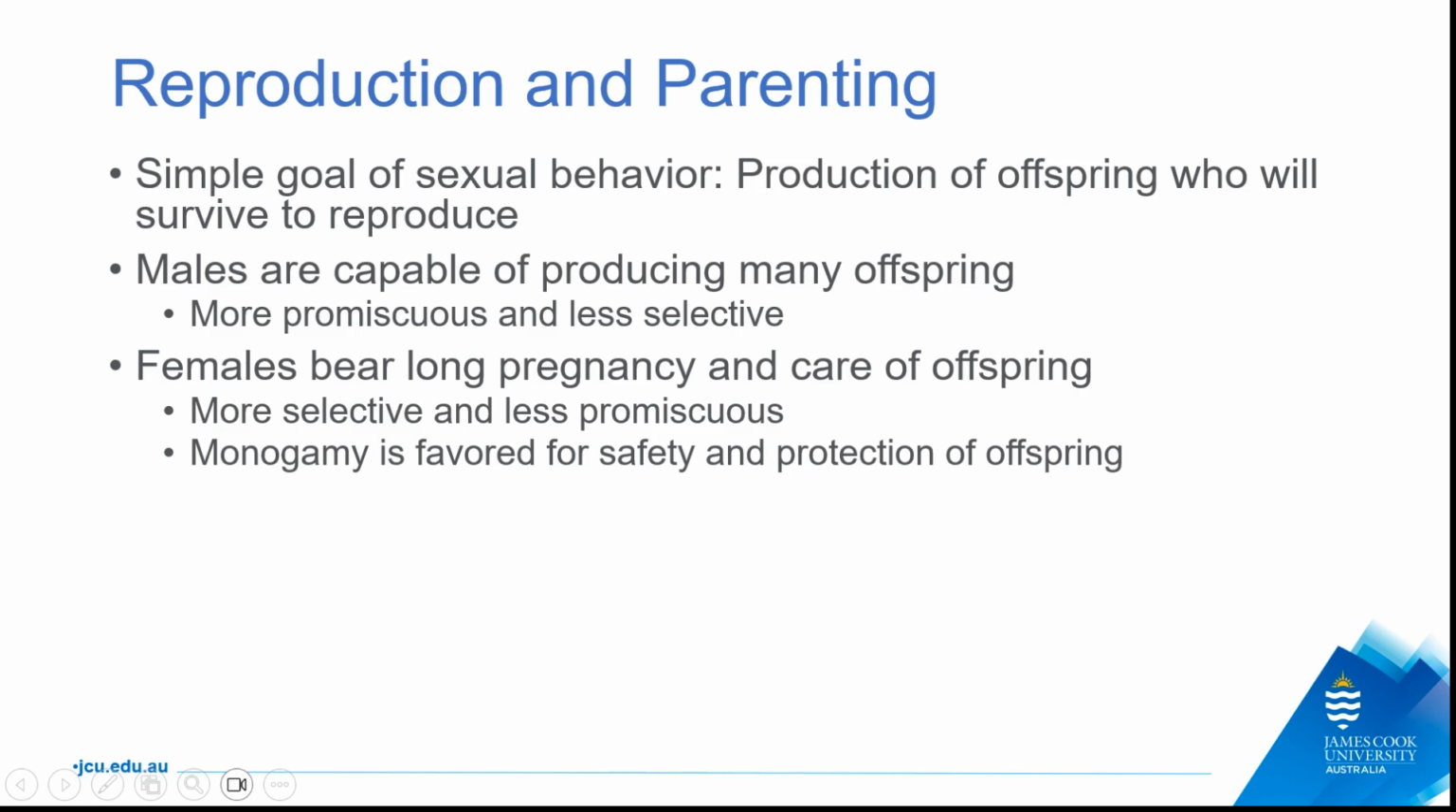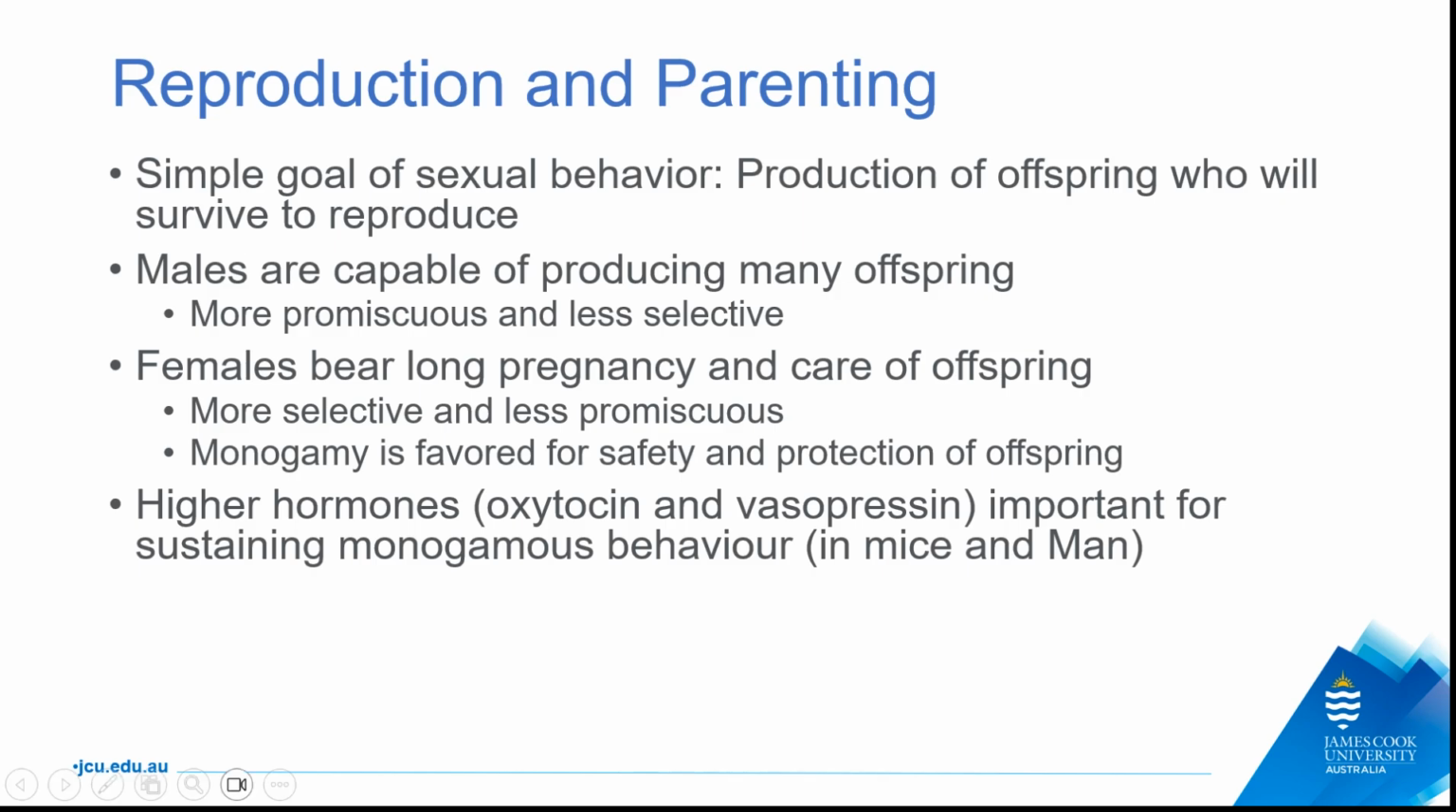However, for females there will be something like menopause, and they also bear long pregnancy and care of offspring. So females, evolutionarily speaking, have to be more selective and less promiscuous. Monogamy is favored for the safety and protection of offspring, for mothers. And the hormones oxytocin and vasopressin are highly important, as found in rodents, for sustaining monogamous relationship behavior.